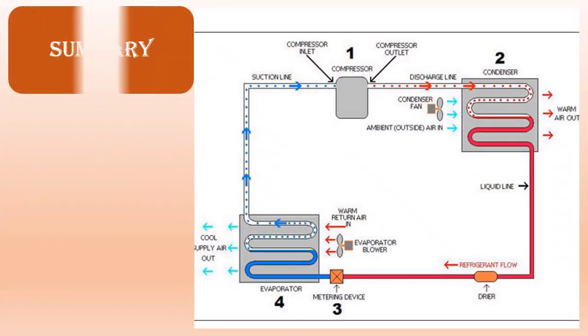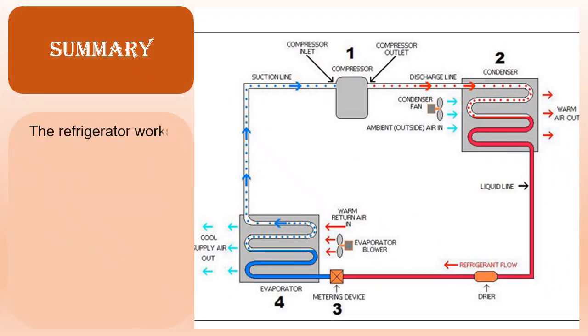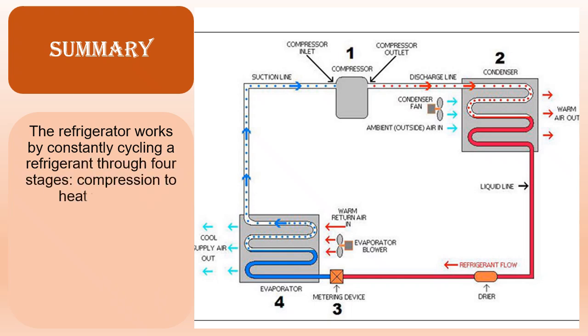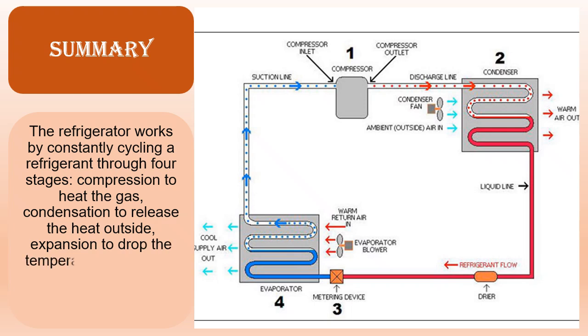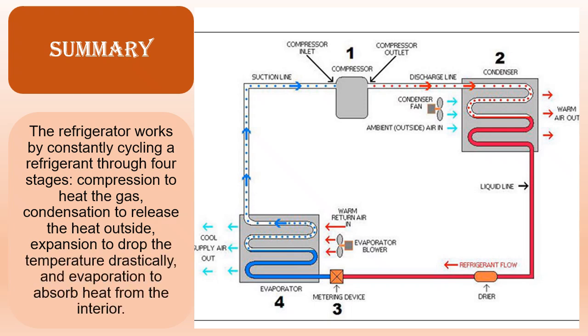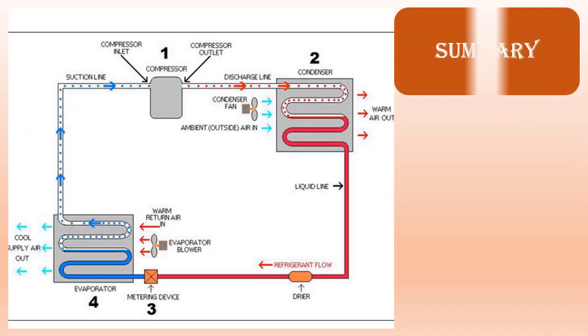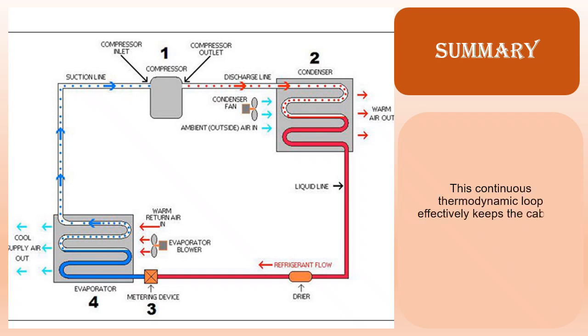Summary. The refrigerator works by constantly cycling a refrigerant through four stages: compression to heat the gas, condensation to release the heat outside, expansion to drop the temperature drastically, and evaporation to absorb heat from the interior. This continuous thermodynamic loop effectively keeps the cabinet cold by moving thermal energy from a colder place to a warmer one.